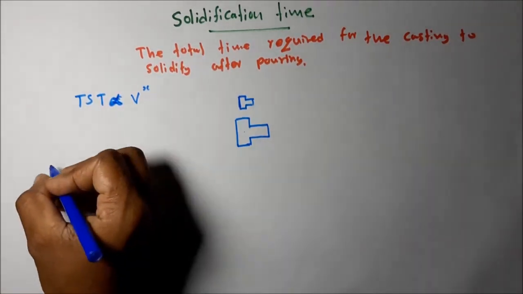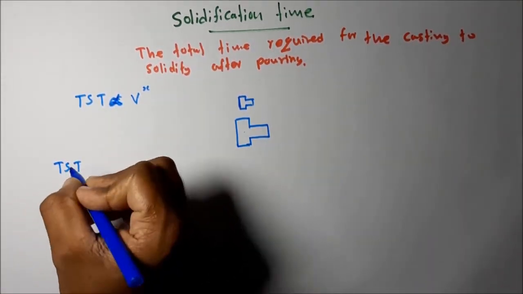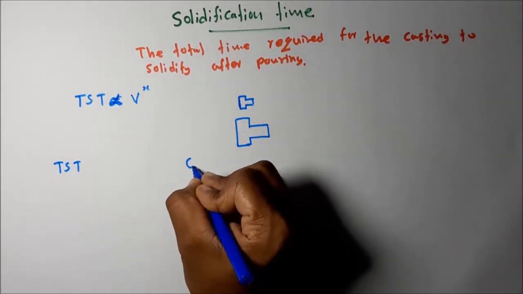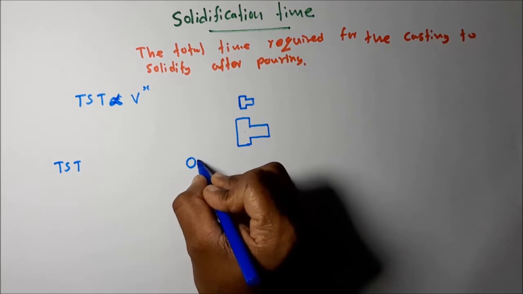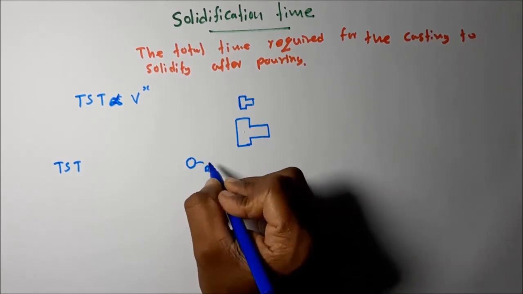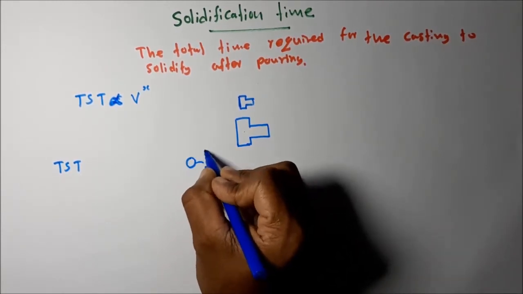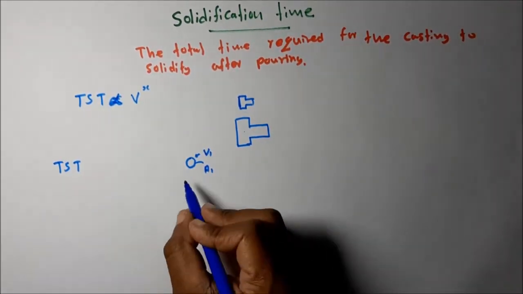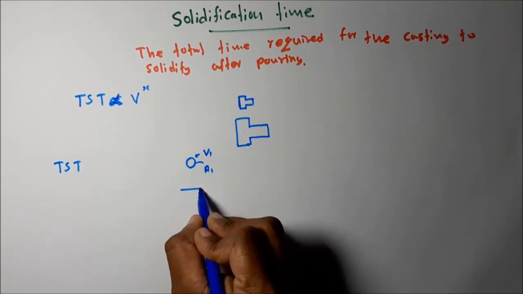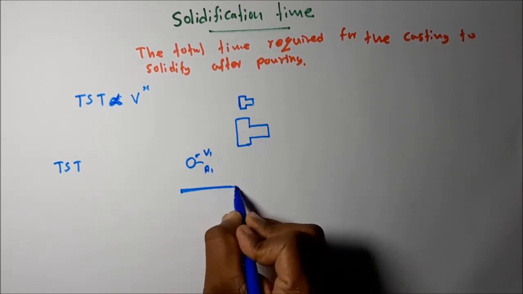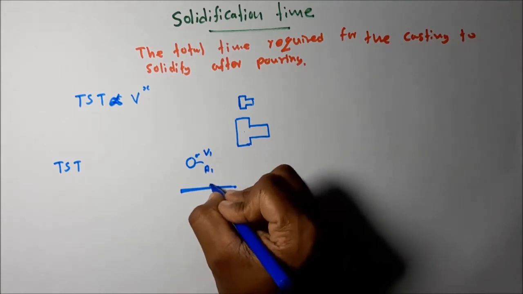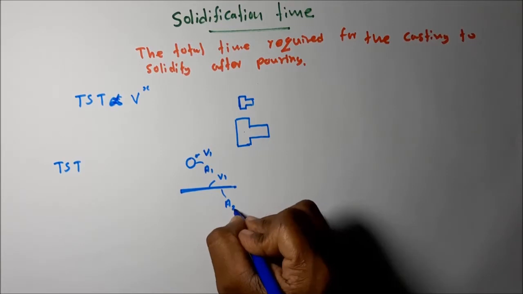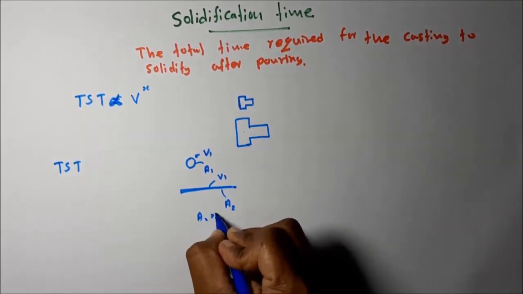So then what can you say about the solidification time with the surface area? Let's take a certain volume V1 having surface area A1. If we make it into a thin sheet with the same volume V1, it has a larger surface area, A2, which is very much larger than A1.